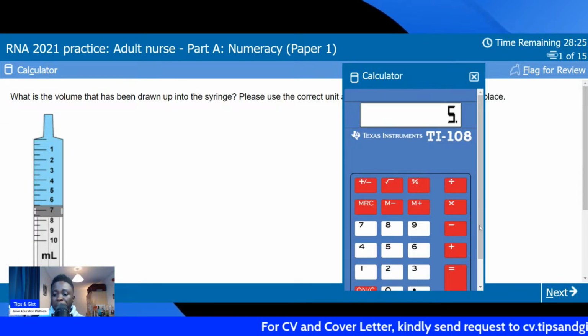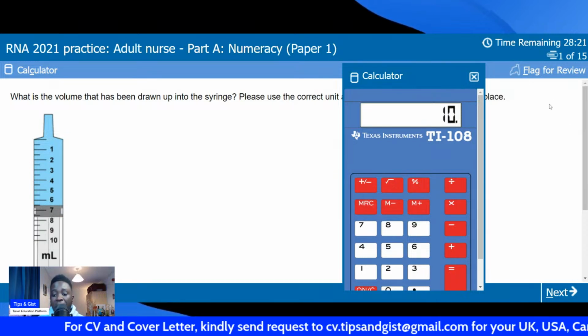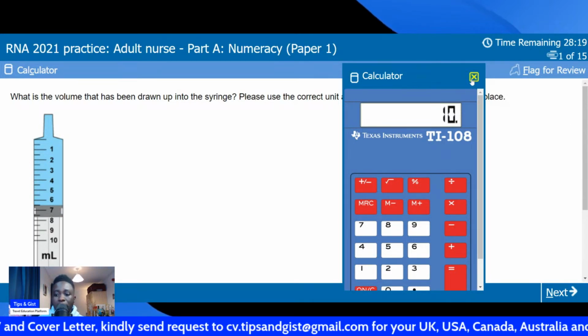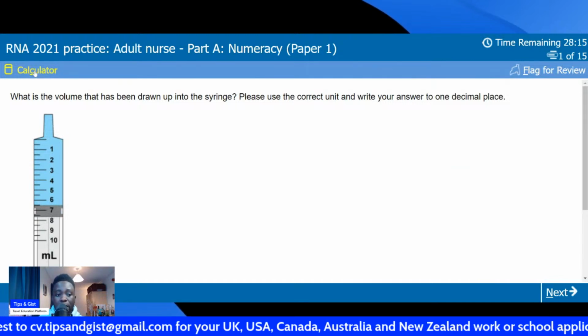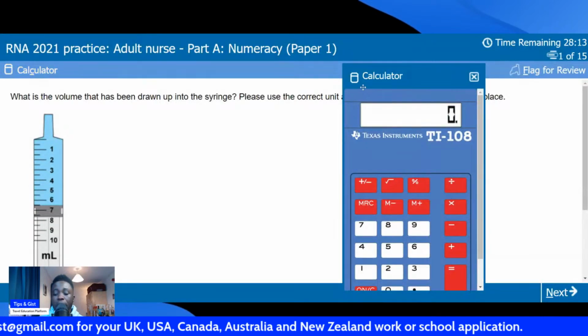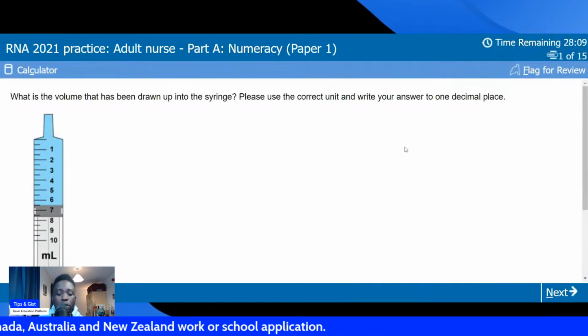So let's say 5 plus 5 equals 10, right? So the calculator works. After that, if you don't need the calculator, you click close. It just closes, and now you read whatever you're reading. If you need it again, you just go there and click on it. It comes again, right? If you don't need it, you close it. If you need it, you open it.